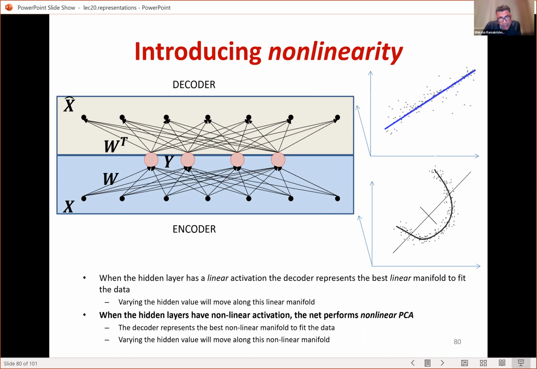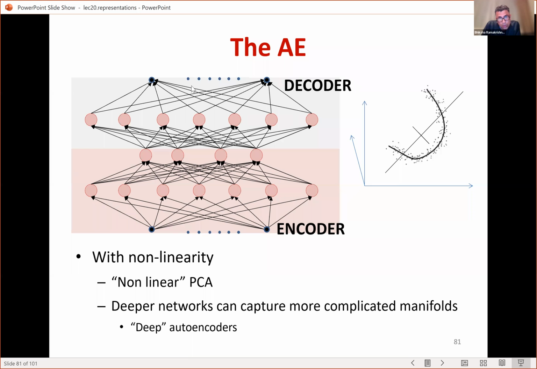So here, for example, if I have an encoder and a decoder of this kind with nonlinearities, this decoder is going to represent some nonlinear surface of this kind, and the encoder is going to capture some hidden representation, which is essentially some position on this nonlinear surface. And now, as your network becomes deeper, with a more complex architecture, the nonlinear surface that the network can capture becomes a more complicated manifold. These are the deep autoencoders.